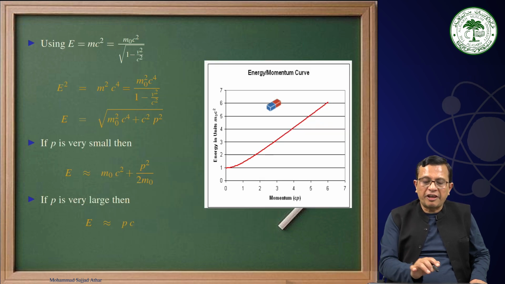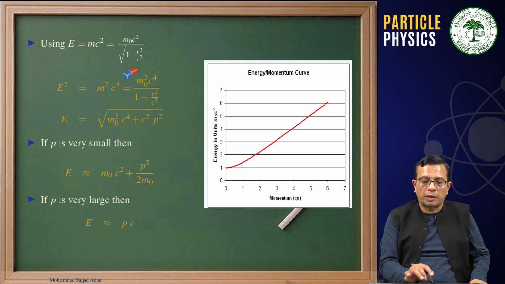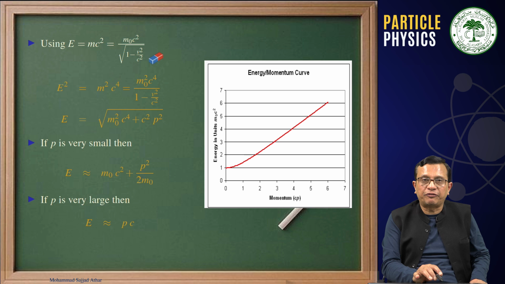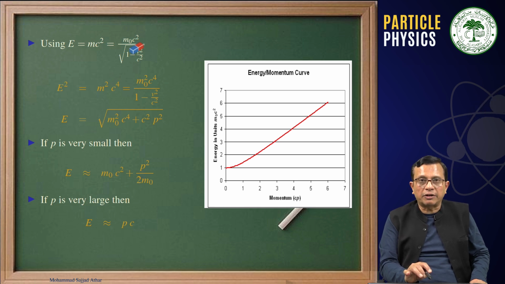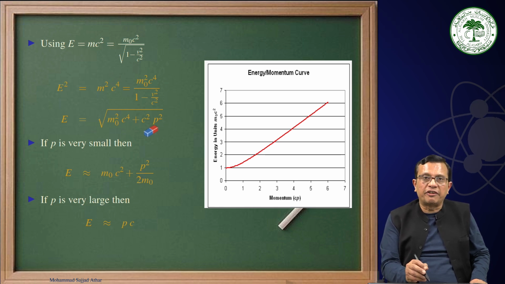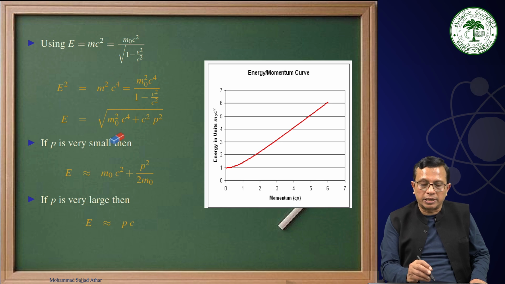Now, if E is equal to mc squared, and that is equal to m naught c squared upon square root of 1 minus v squared by c squared, then equivalently E squared will be m squared c to the power 4, and m squared we are writing in terms of the rest mass of the particle, and that will be m naught squared c to the power 4 upon 1 minus v squared by c squared, and this will result in E equal to square root of m naught squared c to the power 4 plus p squared c squared.